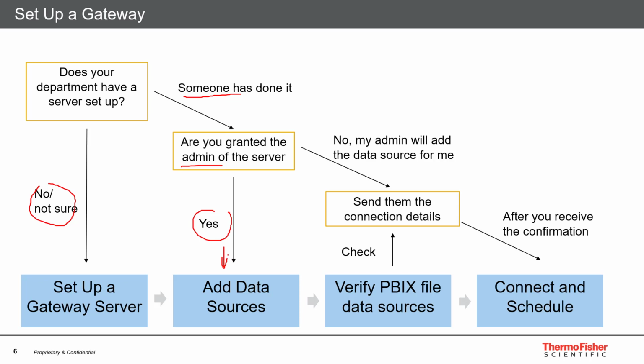do this step by yourself by adding the data source into the gateway by yourself. And if the answer is no, they will not give you the admin access, but they will do this for you. That is better, right? Because now you can skip the second step. And what you need to do is to go and verify the PBX file data source and send them the connection details. After you have done everything, the last step is you will receive confirmation from them, and you will be able to connect and schedule.